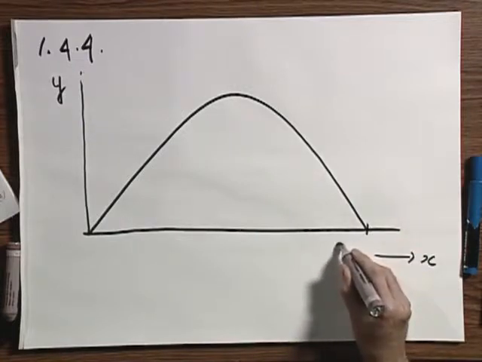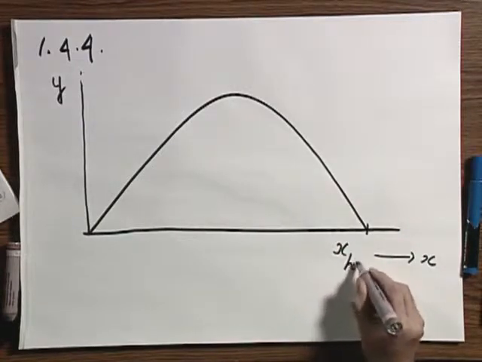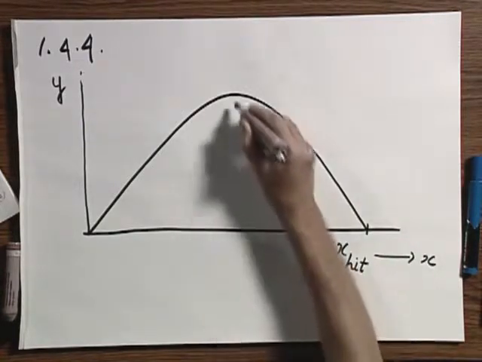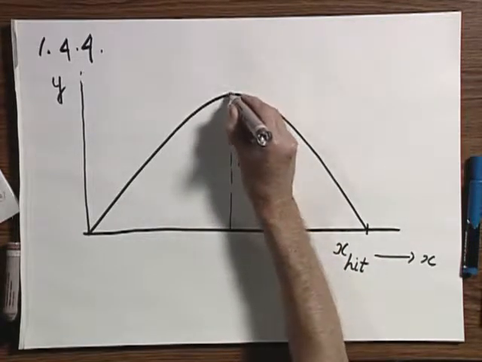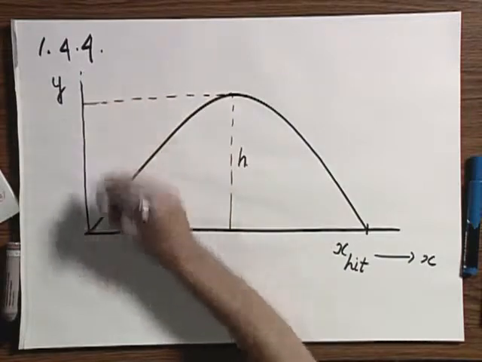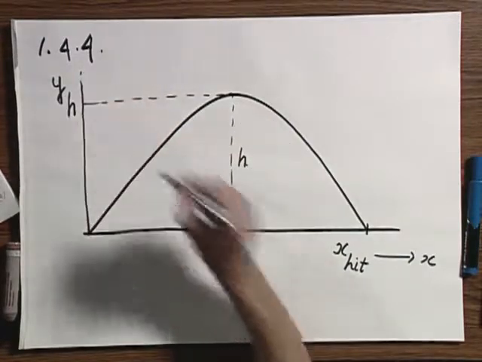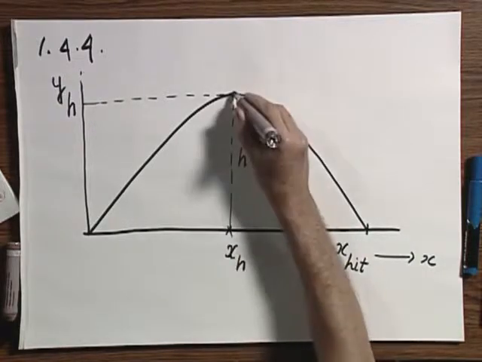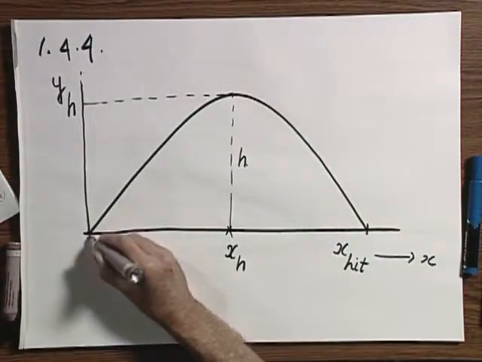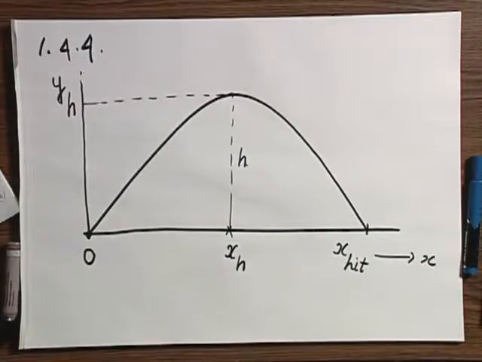I call the position where the ball hits the ground x hit. This height is h, the highest point of the parabola. I call this position x of h to remind you that that's the moment it is at h. And this is the position x and y equals 0.